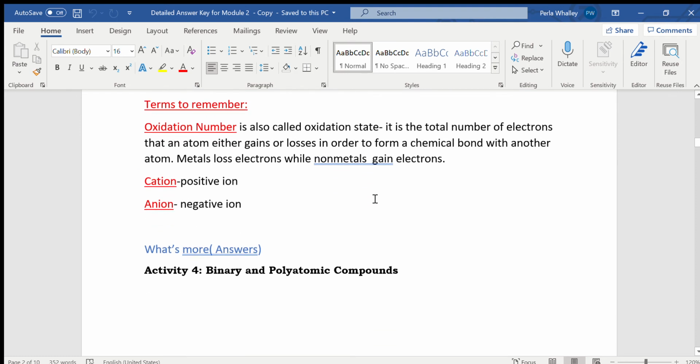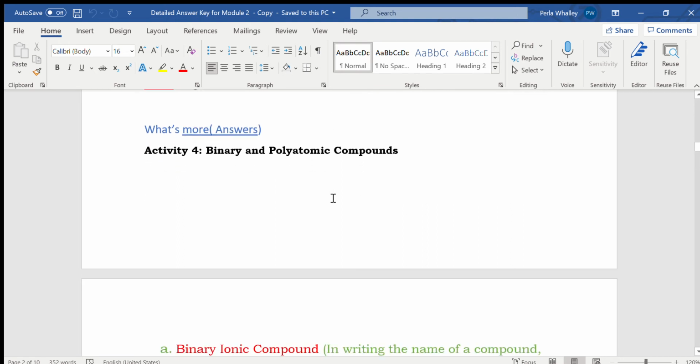Terms to remember. Oxidation number is also called oxidation state. It is the total number of electrons that an atom either gains or loses in order to form a chemical bond with another atom. Metals lose electrons while non-metals gain electrons. Positive ions are called cations and negative ions are called anions. And then let's go to the activity.